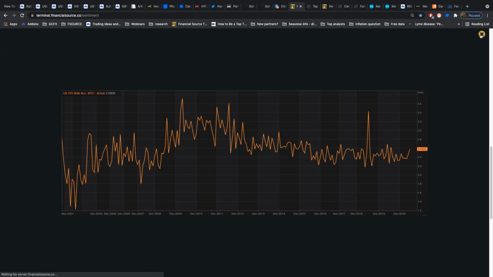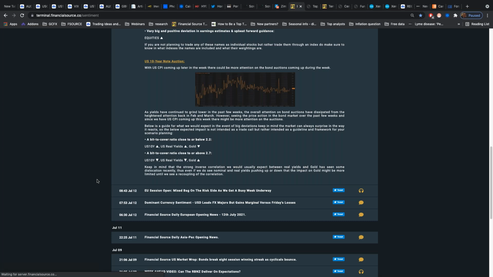Now, if we saw very high demand for bonds, if it came in at 2.8 or above, that means people want to buy bonds. That's downside for 10-year yields, downside for the dollar, upside for gold. Okay, so that's coming up later today.